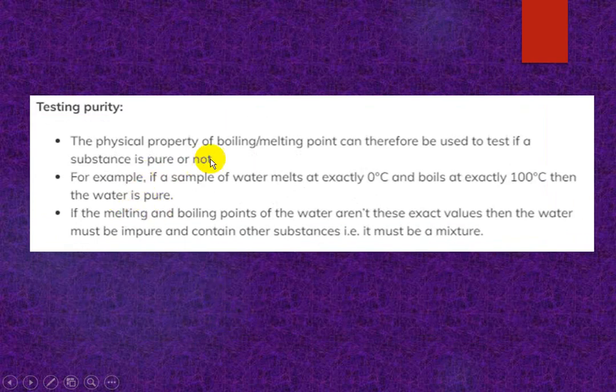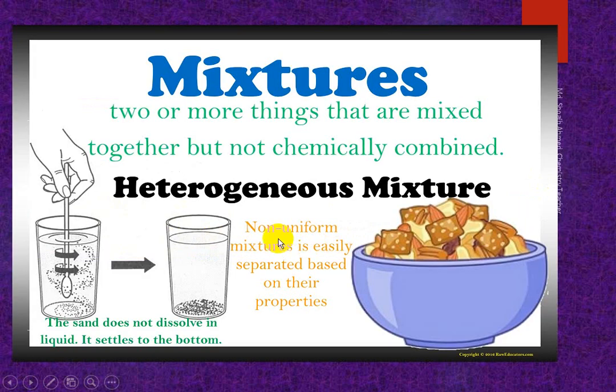Testing purity. The physical properties of boiling and melting point can therefore be used to test if a substance is pure or not. For example, if a sample of water melts at exactly 0 degrees and boils at exactly 100 degrees Celsius, then the water is pure. If the melting and boiling points of water are not these exact values, then the water must be impure and contain other substances, so it must be a mixture.